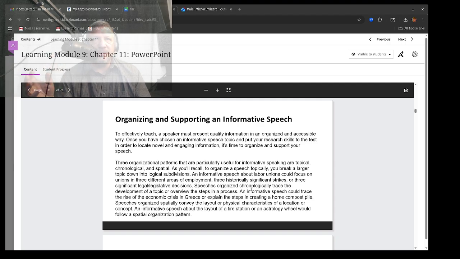3 is a great number, by the way. 3 proves a point. 2, it seems like we're stretching. 1 doesn't prove anything. And more than 3 seems to be an information overload. That's what we found. 3 is our sweet spot.